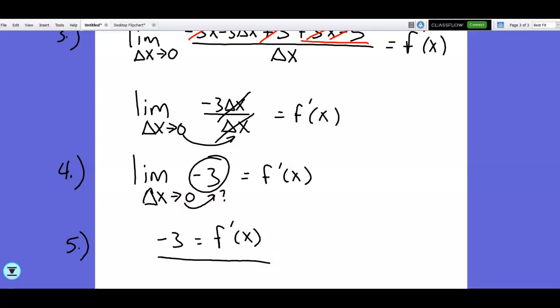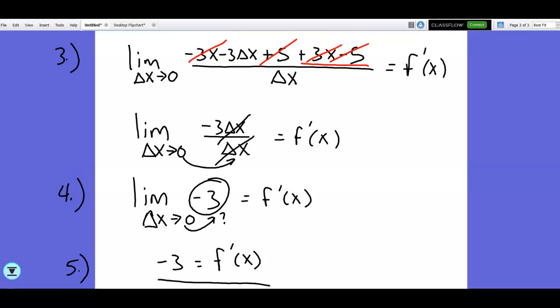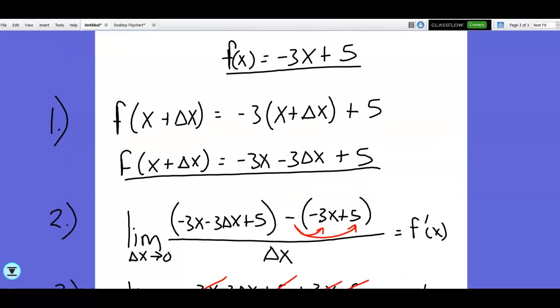Okay, and so once again, we've used the limit definition to find the derivative of a function instead of our shortcut. The shortcut would be, we know right away that the slope would be negative 3 because the slope of this is negative 3 and the slope of this is 0. But there we have it.